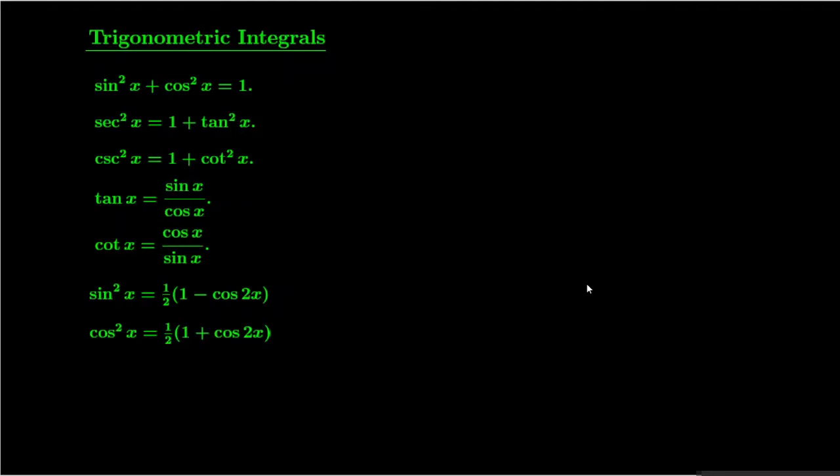The first one has two alternative forms. One alternative form is sine of x squared is equal to 1 minus cos of x squared, the whole thing squared, I mean. And the other alternative form is cos of x squared, the same thing, is equal to 1 minus sine of x, the whole thing squared.